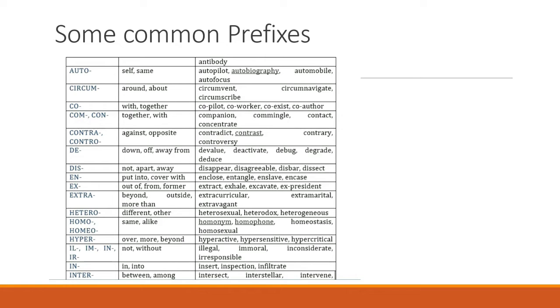Some common prefixes: auto, self, same, as in autopilot, autobiography, automobile, autofocus. Circum, around, about, as in circumstance. Co, with, together, as in co-pilot, co-worker, coexist, co-author.